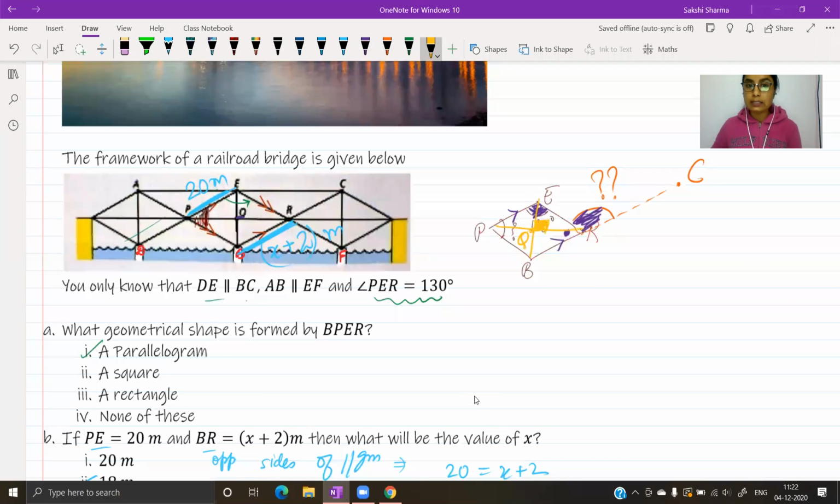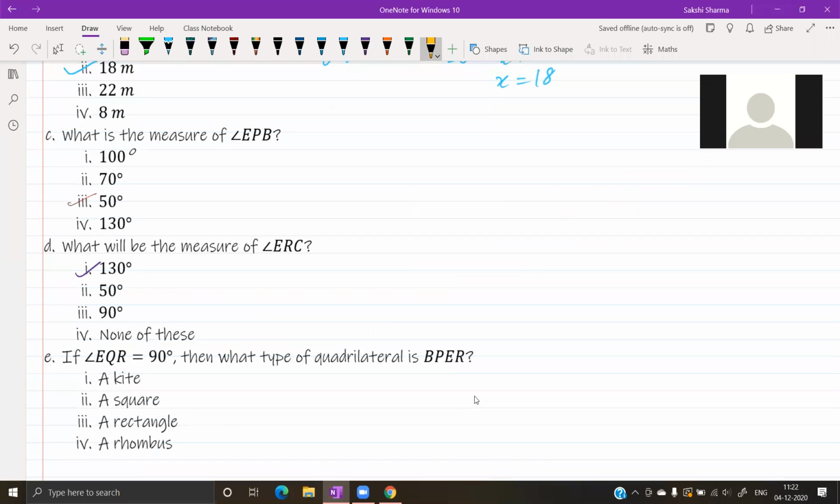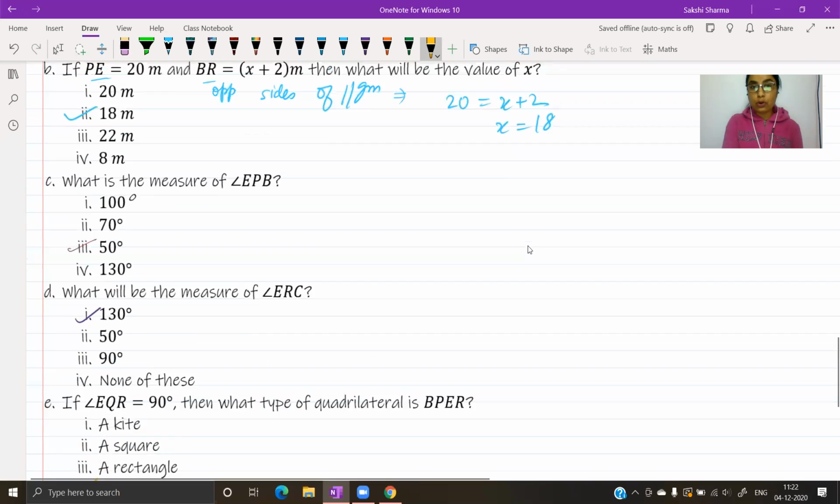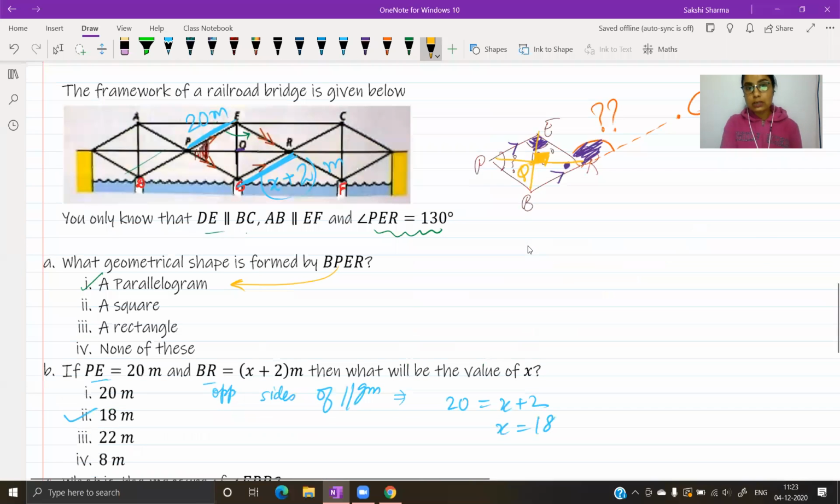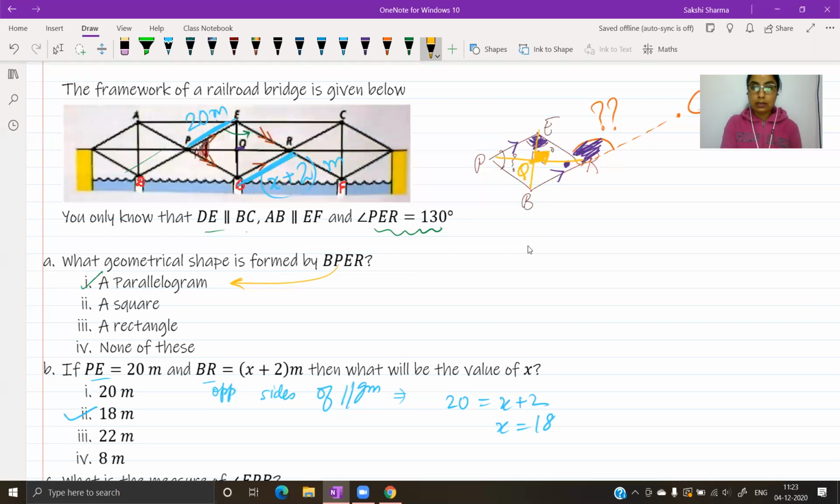Earlier you were saying that it's a parallelogram. Now what do you say? What do you think it is? The diagonals are perpendicular. Rhombus. Sorry? Rhombus. It will be a rhombus. I hope it's clear how you will be having your questions as a case study.